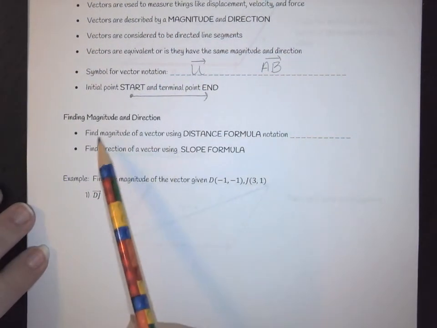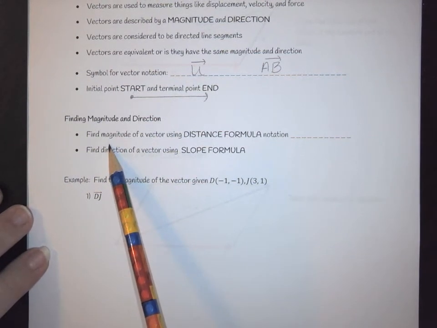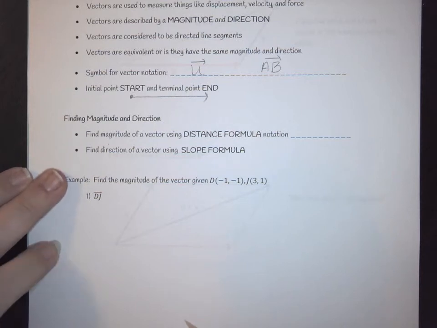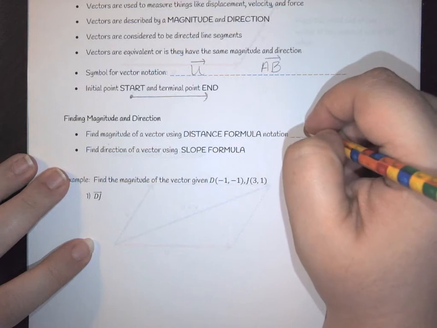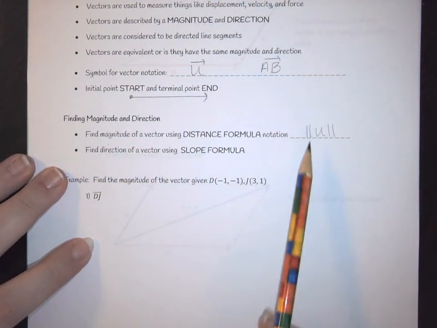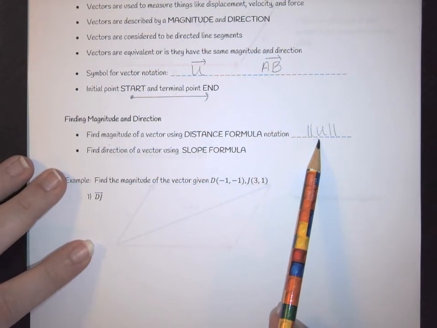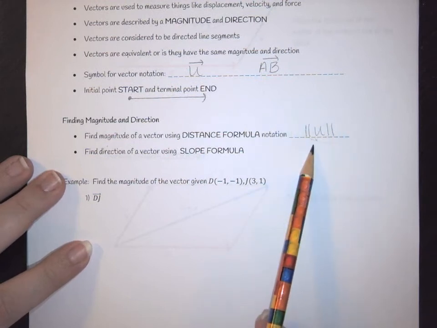Now, when we're finding the magnitude and direction, we have notation that we have to pay attention to. When we're talking about vectors, we would use double bars. So double bars u, double bars. What this tells you is that you are trying to find the magnitude of the vector using the distance formula, and this is the notation that tells you that.